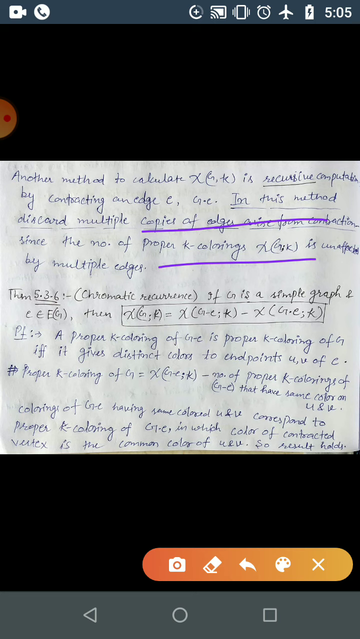Now let's come to how we apply this one. So here, this method is known as chromatic recurrence.